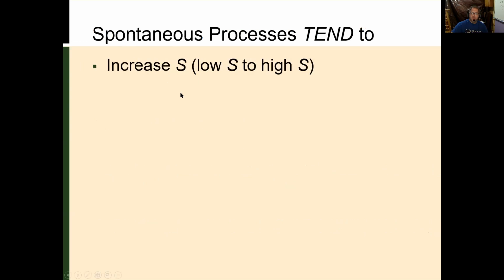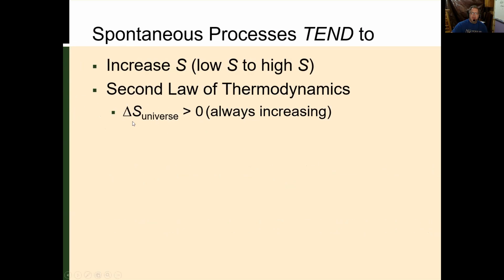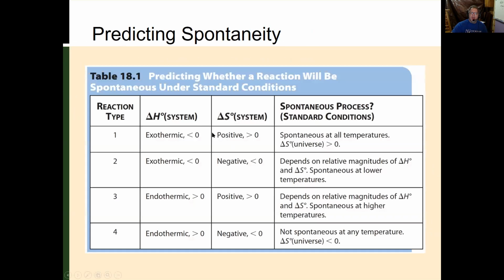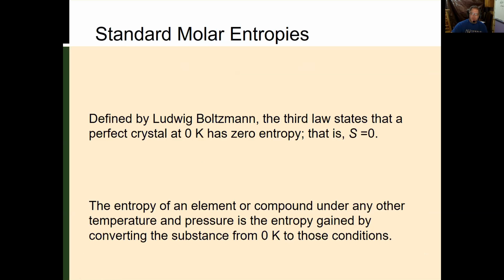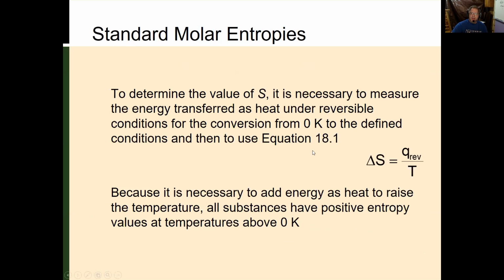Okay, so spontaneous processes tend to increase the entropy, and the second law of thermodynamics is that the entropy of the universe is always increasing. So if we look at our system and we compare the delta H and the delta S, we will find that something that's exothermic with a positive entropy change is always going to be spontaneous. And you can read the rest of this one. Standard molar entropies are something that we can look up in the back of the book. It all comes from Ludwig Boltzmann and his third law of thermodynamics. And that allows us to actually calculate the absolute entropies of substances.